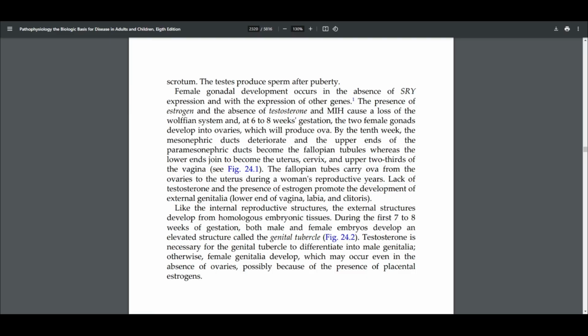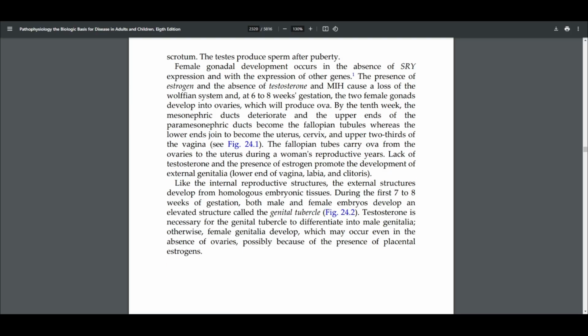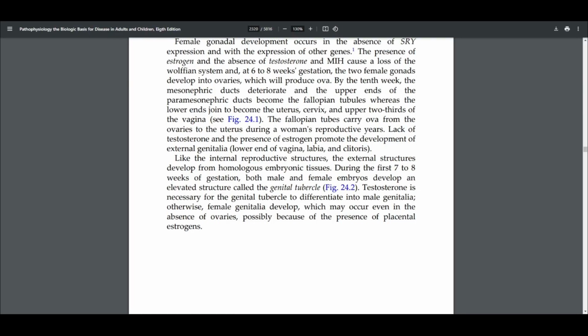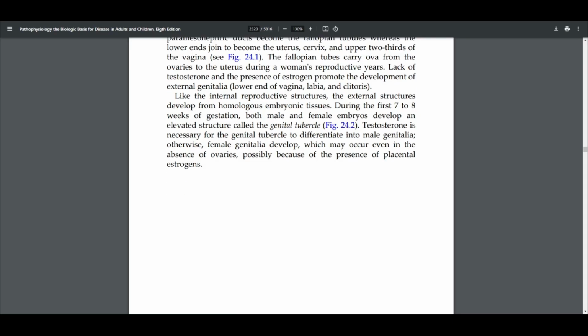Lack of testosterone and the presence of estrogen promote the development of the external genitalia, the lower end of the vagina, labia, and clitoris. Like the internal reproductive structures, the external structures develop from homologous embryonic tissues. During the first 7 to 8 weeks of gestation, both male and female embryos develop an elevated structure called the genital tubercle. Testosterone is necessary for the genital tubercle to differentiate into male genitalia. Otherwise, female genitalia develop, which may occur even in the absence of ovaries, possibly because of the presence of placental estrogens.